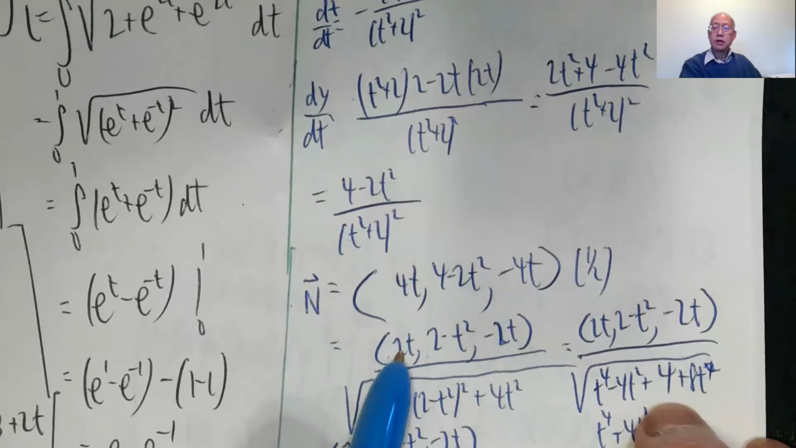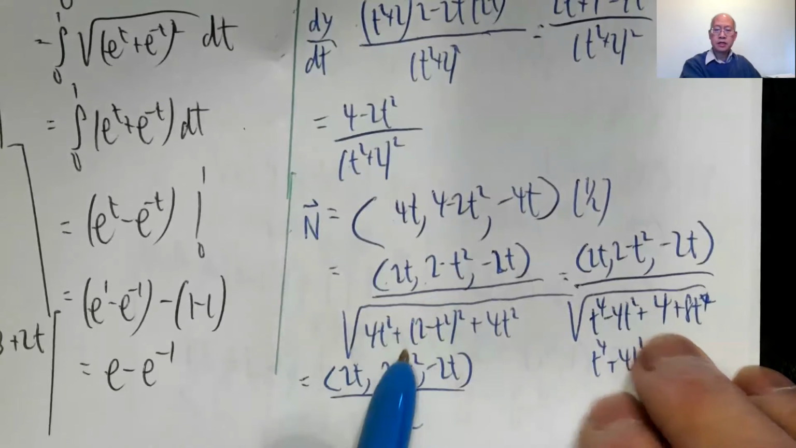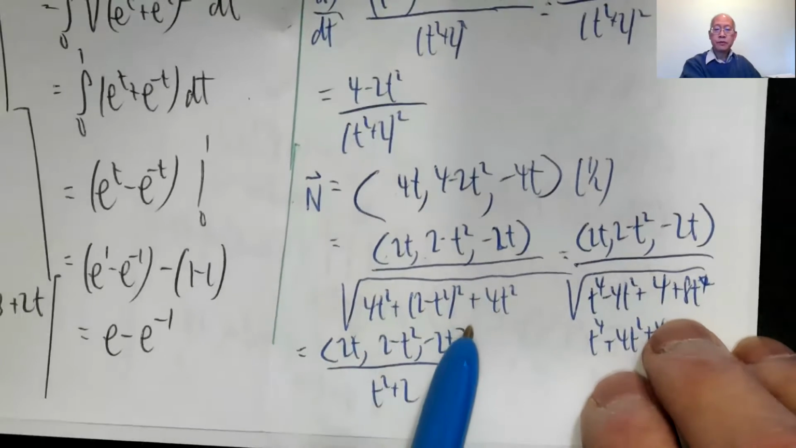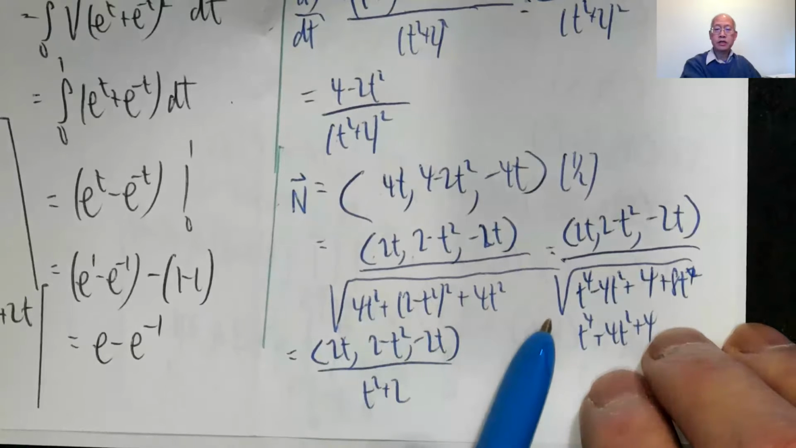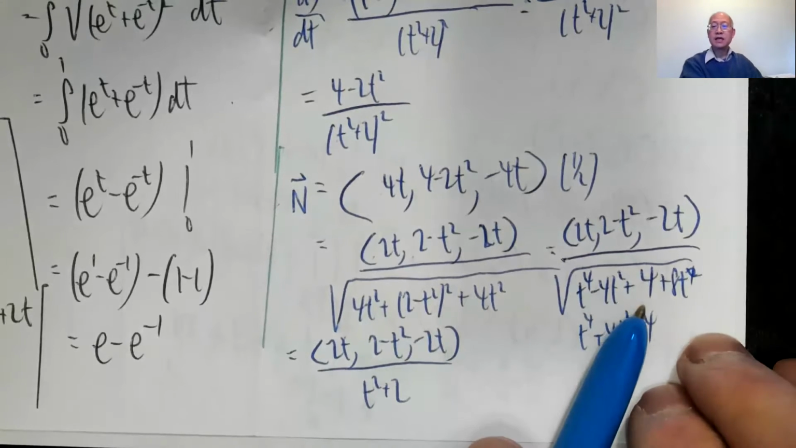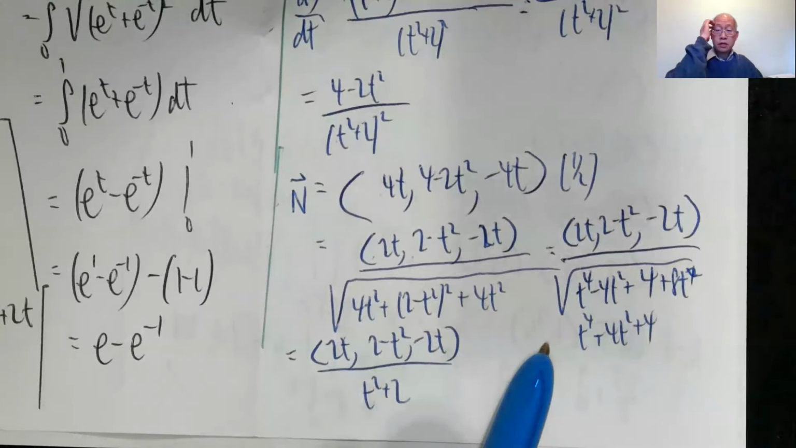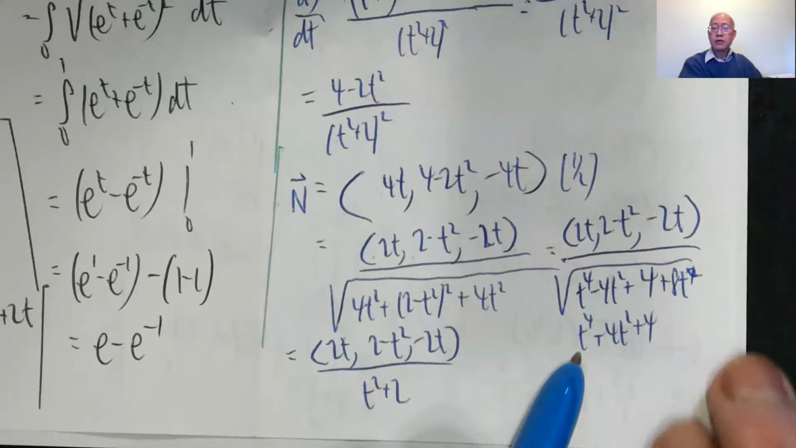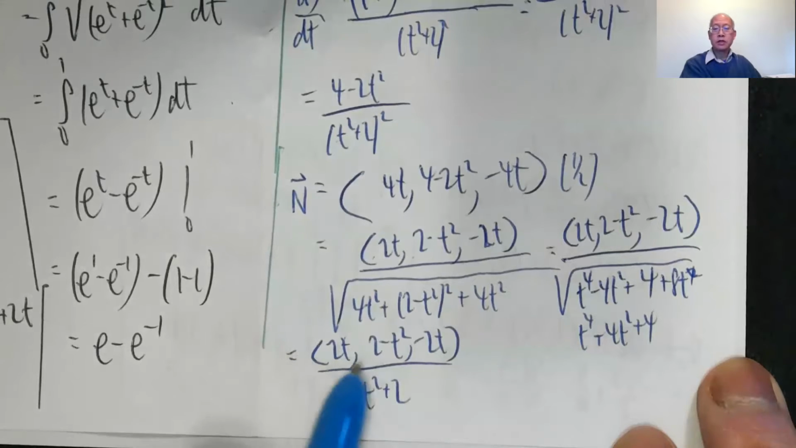Remember, it'll have the same unit normal vector over the square root of this thing squared plus this thing squared plus this thing squared. Okay, this comes out to be t to the 4th minus 4t squared plus 4 plus 8t squared, which is t to the 4th plus 4t squared plus 4, which happens to be (t squared plus 2) quantity squared. So the unit normal is (2t, 2 minus t squared, -2t) over t squared plus 2.